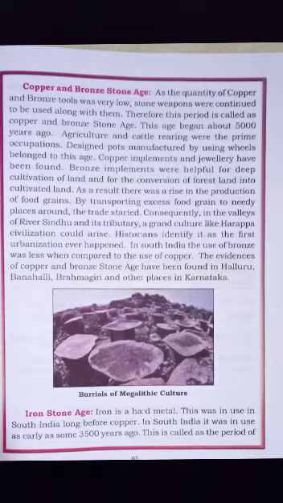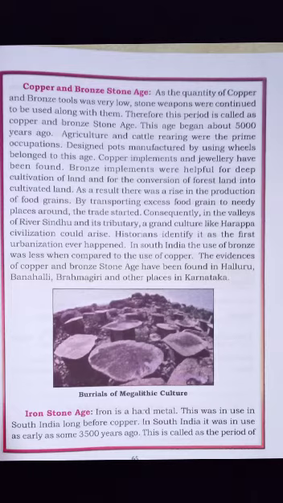So, what do you mean by trade? Trade means give and take. That means buying and selling. So, how did the transition take place? Consequently, in the valleys of the river Sindhu and its tributary, a grand culture like the Harappan civilization could arise. Historians identified it as the first urbanization ever to have happened. So, which was the first urbanization? That is the Harappan civilization or Harappan culture, which you will study in a later class.